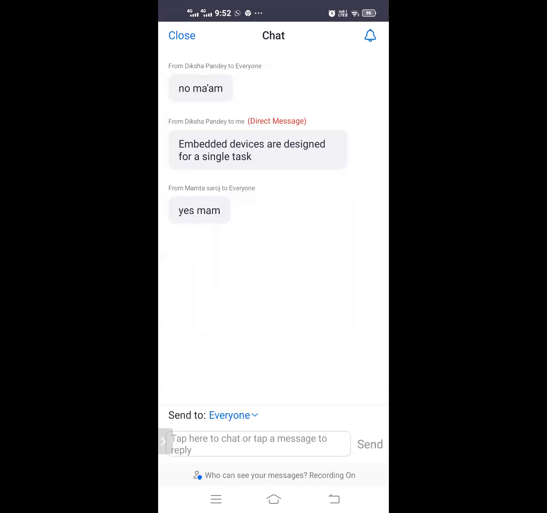Anybody of you, like what is an IC or chip? It is black in color and is manufactured from silicon material, and on both sides of that you will have the pins. So does anybody want to see what an IC looks like, or should I proceed? Ma'am, please show us. Okay.